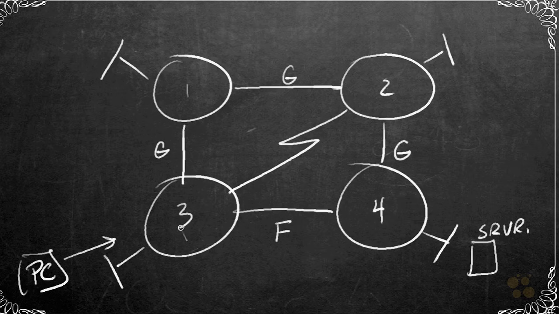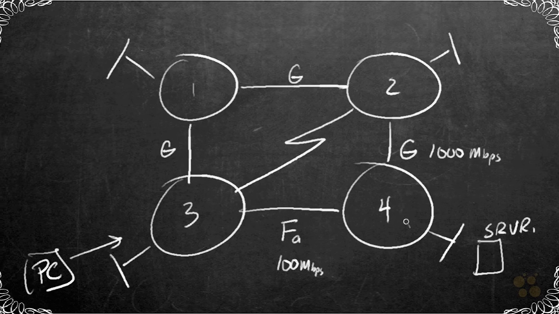Let's imagine this link between R3 and R4 is fast Ethernet. So this is 100 megabits per second, and this is 1,000 megabits per second. So the gigabit is 10 times faster than the fast Ethernet. Now, if we wanted to forward a packet from this PC over to the server, which is the best path? To go over the 100 megabit connection or to go around the horn here, which is all gigabit?